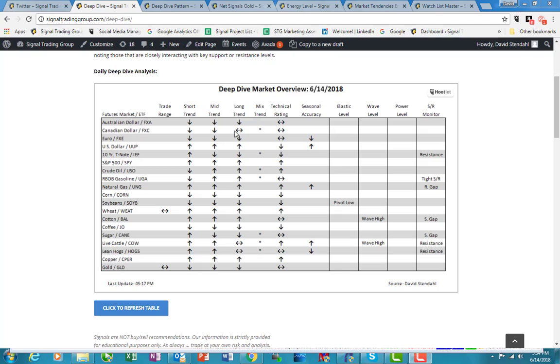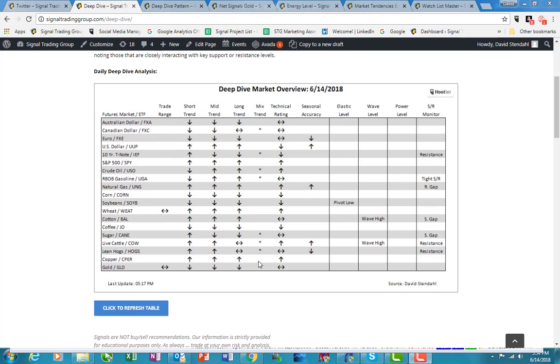Hey, it's David Stendahl with tonight's Deep Dive. It is June 14th, 2018. I'm going to talk about gold today. The GLD is the ETF, and we've got a couple things that are popping up here, something that is pretty important. First, we don't always get trading range information in this very first column, but we do have one in gold.